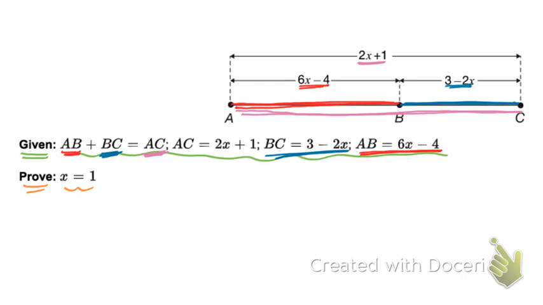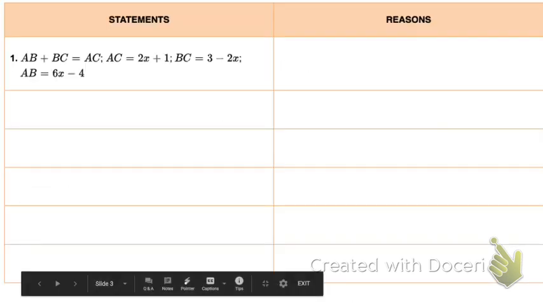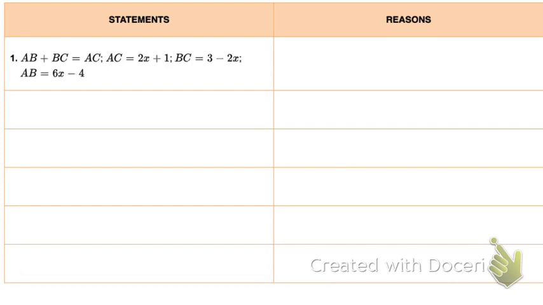So they're telling us the red plus the blue equals the pink, and the red is 6x minus 4, the blue is 3 minus 2x, and the pink is 2x plus 1. They want us to use all that information to prove that x equals 1. So let's look at the proof. We're going to do a two-column proof. The first column is always your statement, and the next column is your reasons. You want the statement to ultimately be what you were trying to prove. We want to go through and end up with x equals 1. So how do we get from what they're telling us to x equals 1?